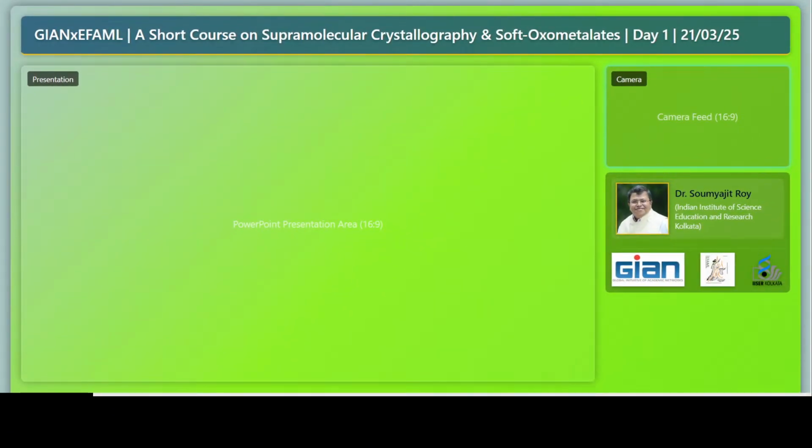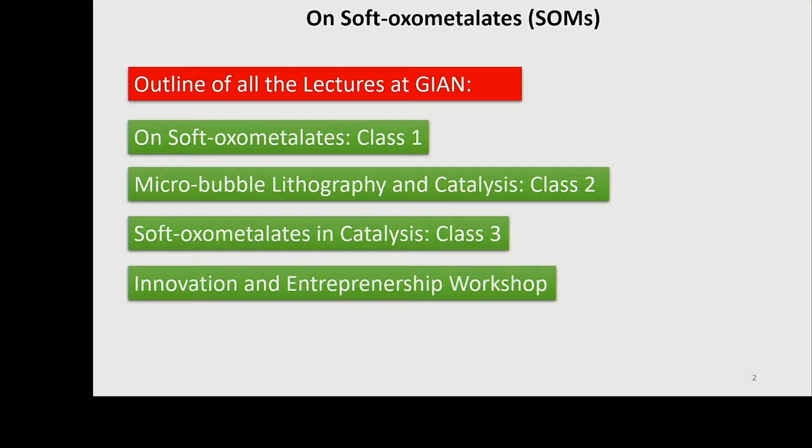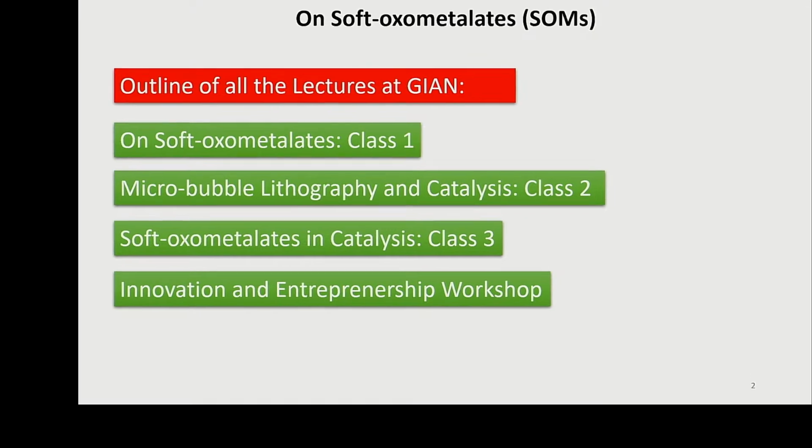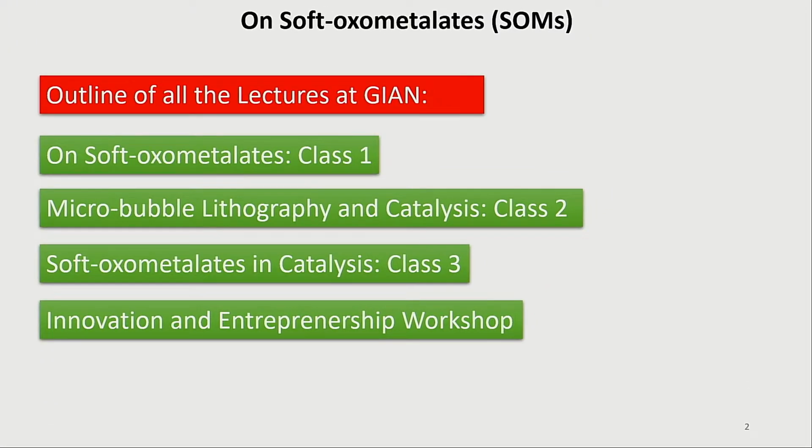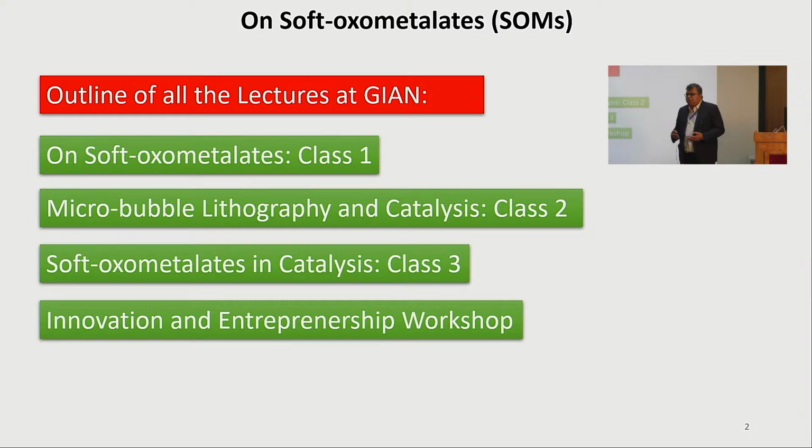So, I give you an outline of all the lectures I will be doing in this GIAN program. I will first be giving class 1 today on soft oxometalates. Then the class after this, also today, I'll talk about microbubble lithography and catalysis. I'll show you how you can make patterns and how you can do catalysis with these type of patterns, right? Which is also quite interesting, and I'll show you that you can make plastic conductors, you can make catalytic chips, all on nanoscale and microscale.